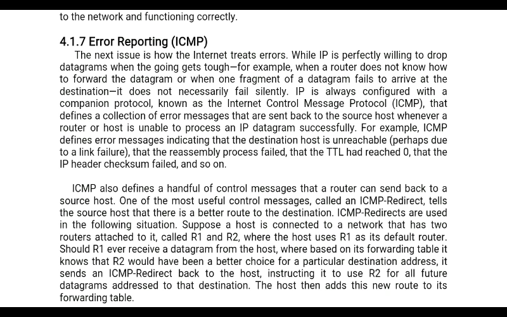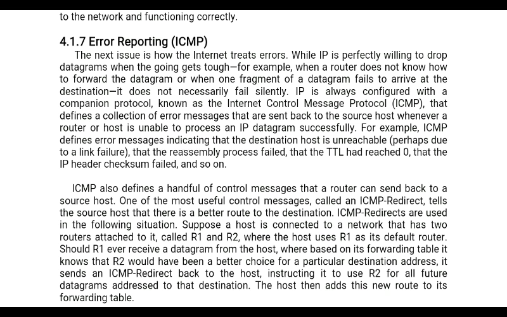There are different types of problems that may occur whenever you are connecting to the network. So it is the job of ICMP to give you the error message, what type of error has occurred. That's why it defines a collection of error messages. These error messages are sent back to the source host. Whenever a router or a host is unable to process an IP datagram successfully, the reason for that error is reported by ICMP. That's why it is called an error reporting protocol, the Internet Control Message Protocol.